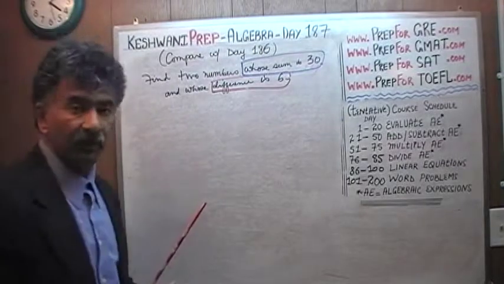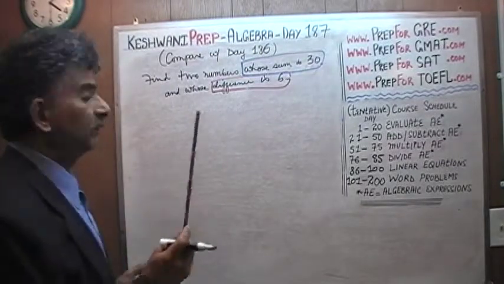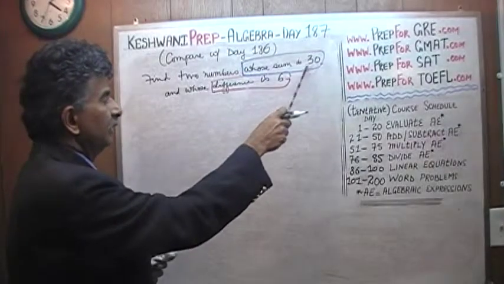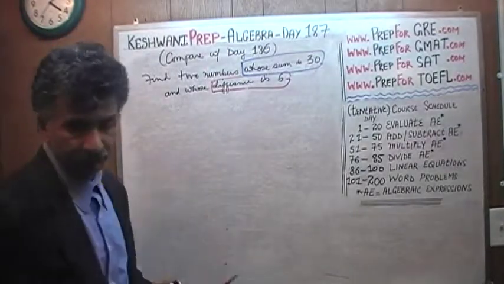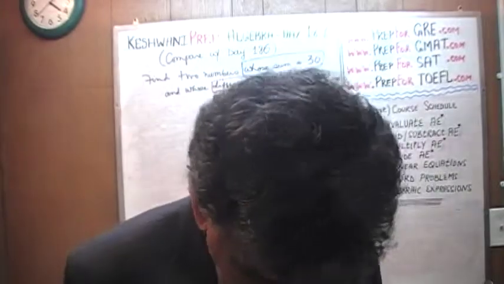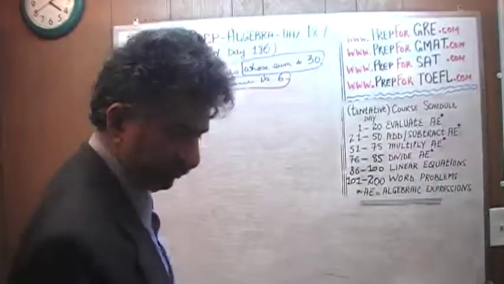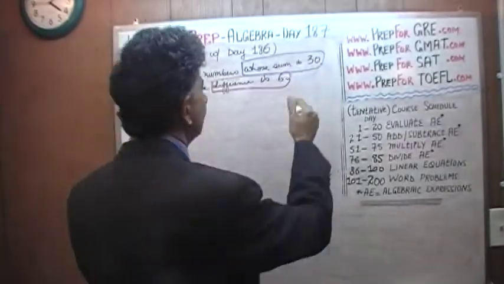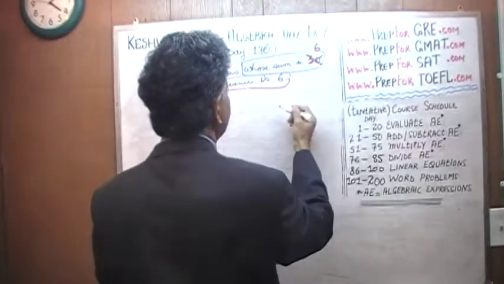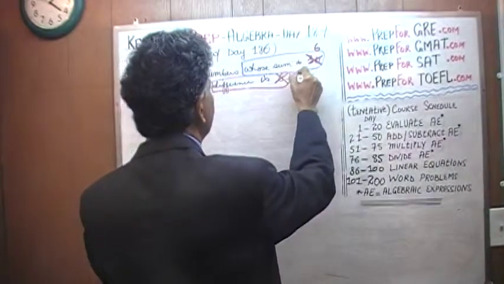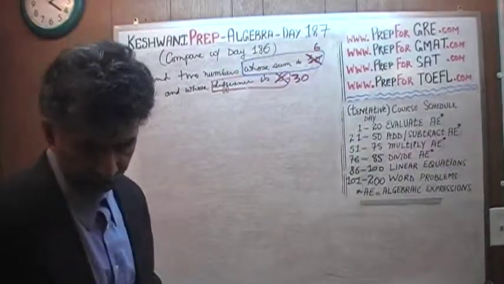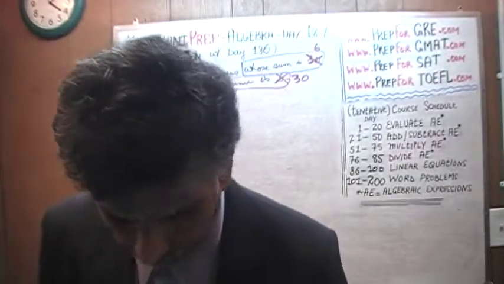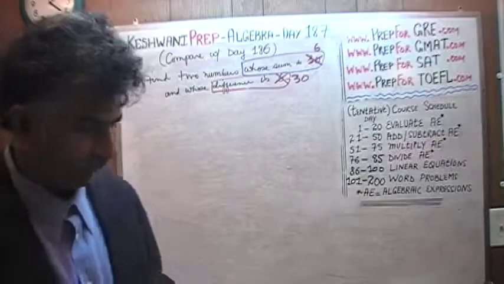Here's the problem on the blackboard from yesterday. Yesterday the problem that we did was find two numbers whose sum is 30 and whose difference is 6. Here's the problem for today. Find two numbers whose sum is 6 and whose difference is 30. Let's do it. That's our new problem, okay? So you and I will do it together and we'll see what happens. So here we go.